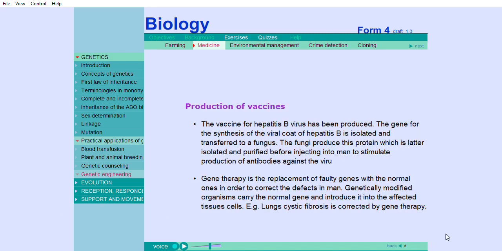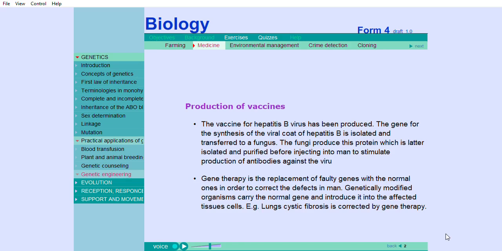Production of vaccines. The vaccine for hepatitis B virus has been produced. The gene for the synthesis of the viral coat of hepatitis B is isolated and transferred to a fungus. The fungi produce this protein, which is later isolated and purified before injecting into man to stimulate production of antibodies against the virus. Gene therapy.